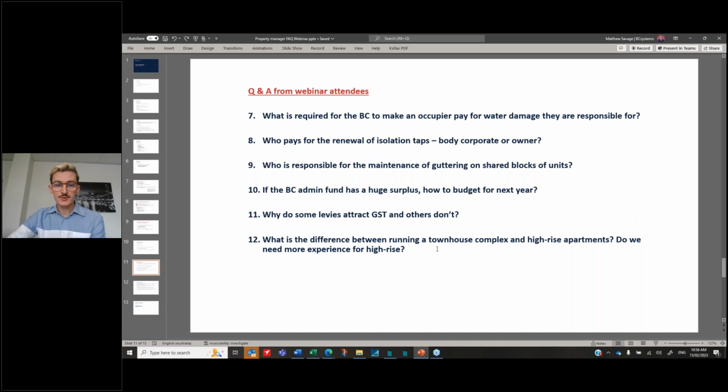Okay, what's the difference between running a townhouse complex and high-rise apartments? Do we need more experience for a high-rise? So this question will be no doubt from an on-site manager or a caretaker.